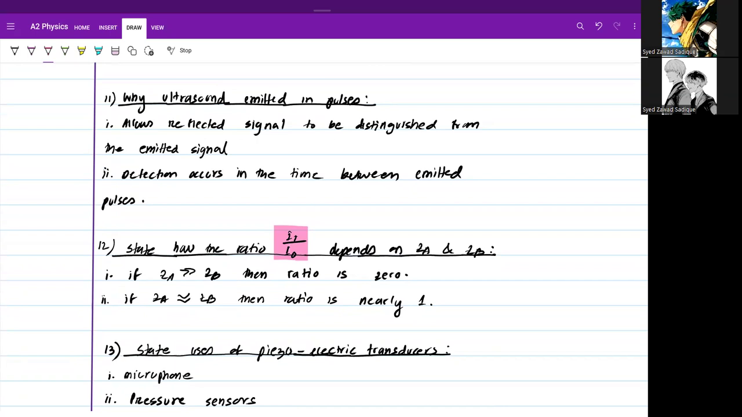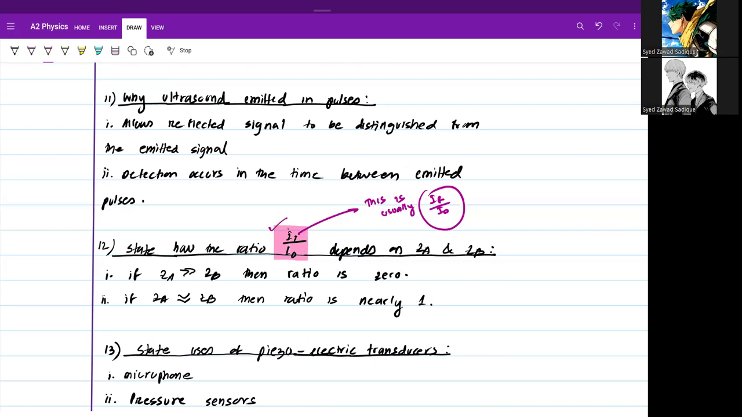Usually, if ZA is greater than ZB, then the ratio is nearly 1. And if ZA is similar to ZB, then the ratio is 0. The key factor is IT by I naught. We usually work with IR by I naught. However, the question told us IT by I naught. The previous statement is valid for this ratio, and this statement is valid for this ratio.